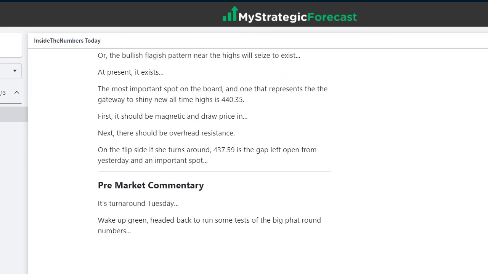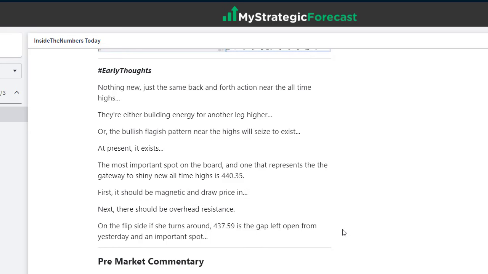Turnaround Tuesday. Wake up green, headed back to run some tests of the big fat round numbers. That's what they were doing in the pre-market. They turned around early in the day and then turned around again, hence Turnaround Tuesday.